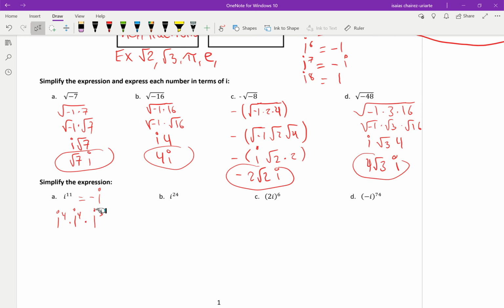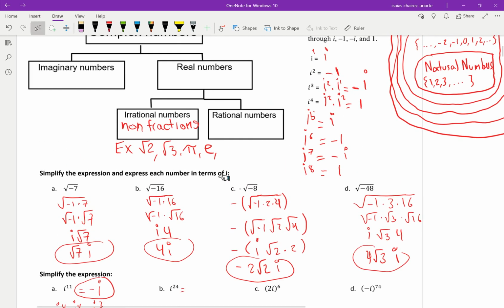What is i to the 24th? This is the correct answer. What is i to the 24th? Well, remember what we said about these powers here.